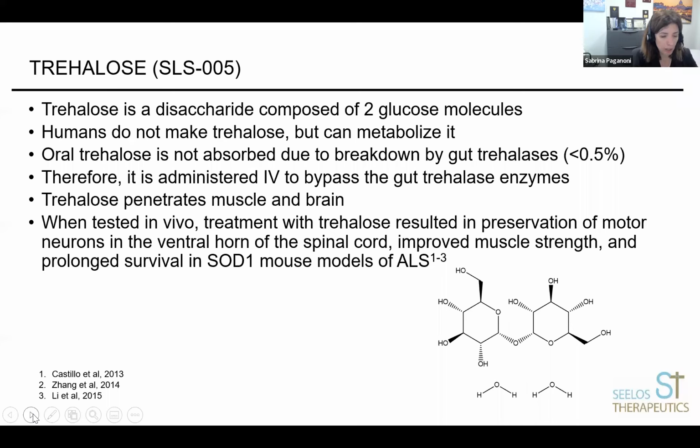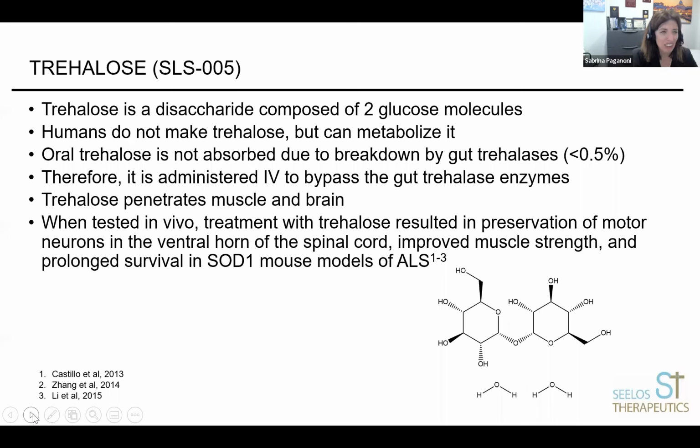We are using Trialose, that is, oh, I think people need to mute, or maybe Jen, can you help with that? Thank you. Oh, thank you so much.